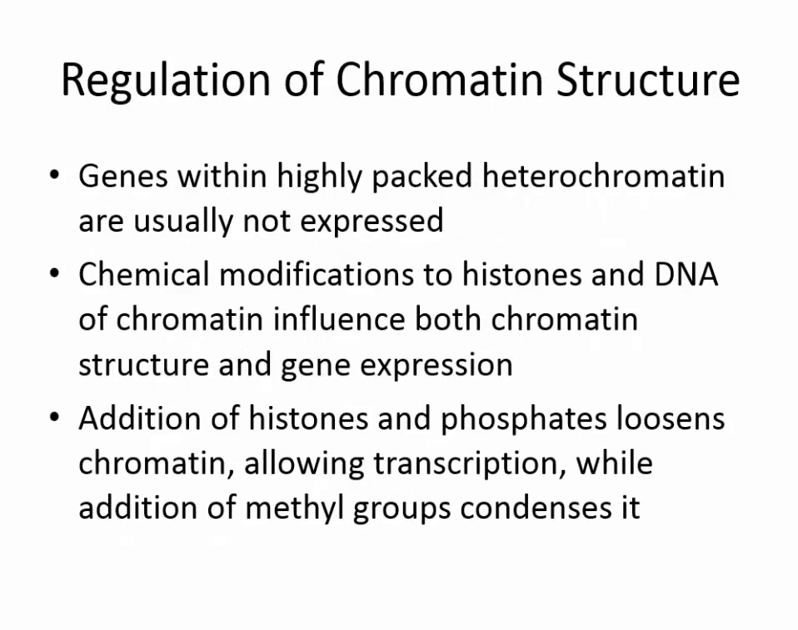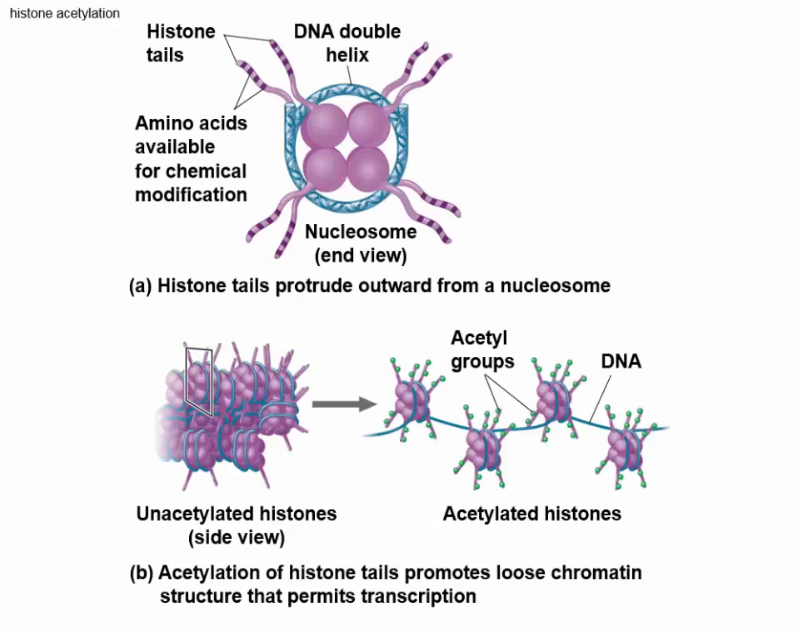Genes within highly packed heterochromatin are usually not expressed because they're hard to get to. Chemical modifications to histones and DNA of chromatin influence both chromatin structure and gene expression. Addition of acetyl groups and phosphates loosens chromatin, allowing transcription, while addition of methyl groups condenses it. So here we are, histone acetylation, and that promotes loose chromatin, which permits transcription.